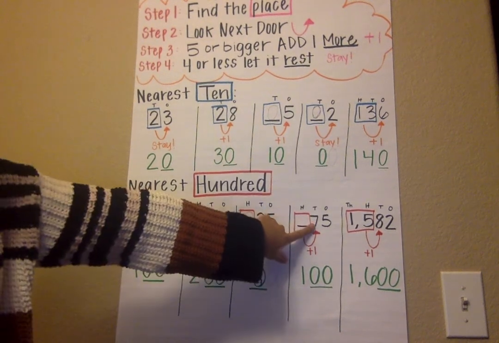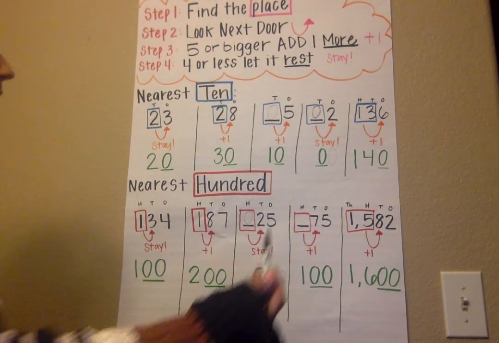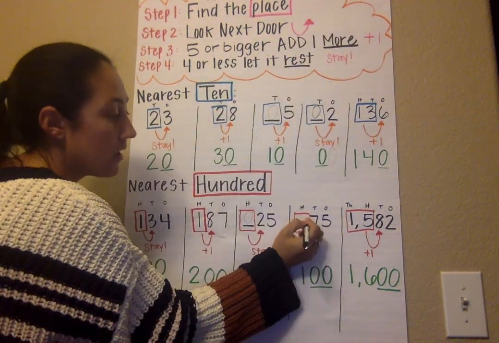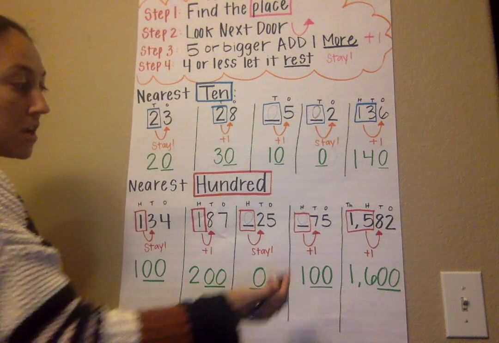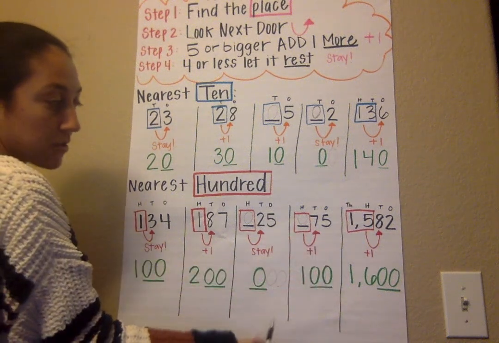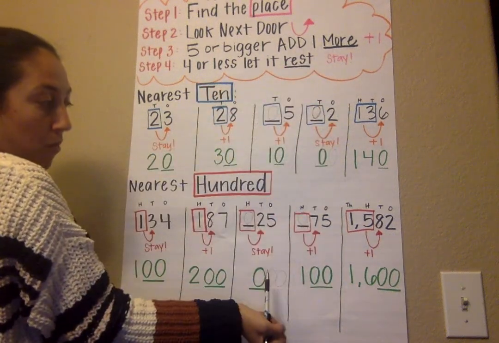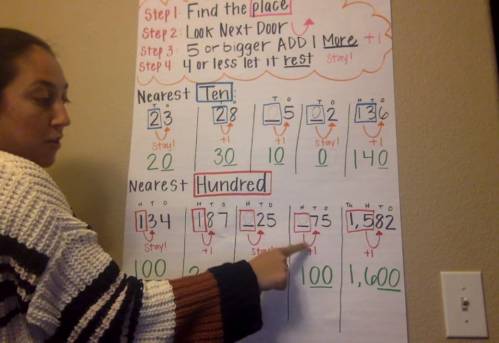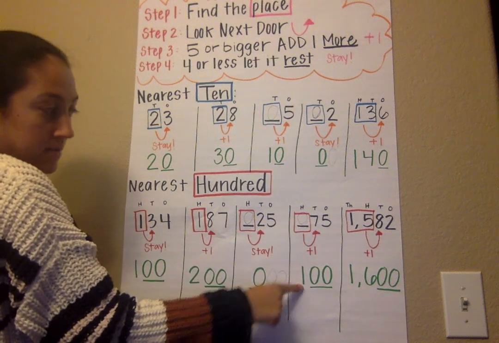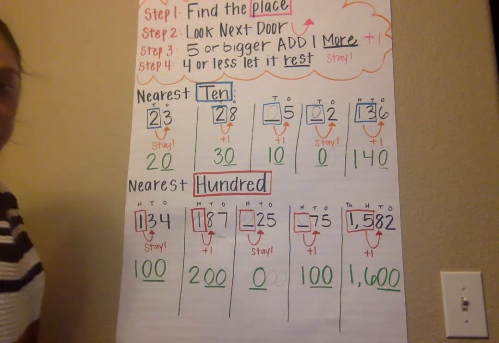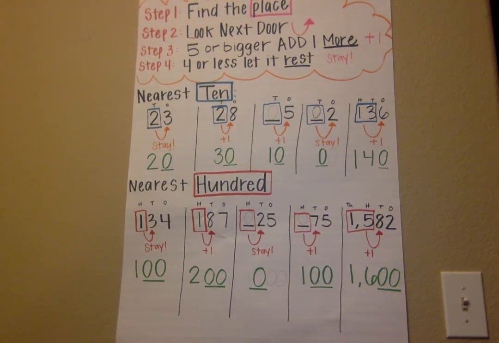And then, moving on to number 75, again, there is no number in the hundreds place, so you add a 0 as your placeholder. You draw an arrow to your neighbor next door. My neighbor next door is 5 or bigger, so I'm going to add one more. So 0 plus 1 is 1, and then I have 2 numbers not boxed, so I add 2 zeros as that placeholder. So the number 75, when rounding to the nearest 100, rounds to 100.